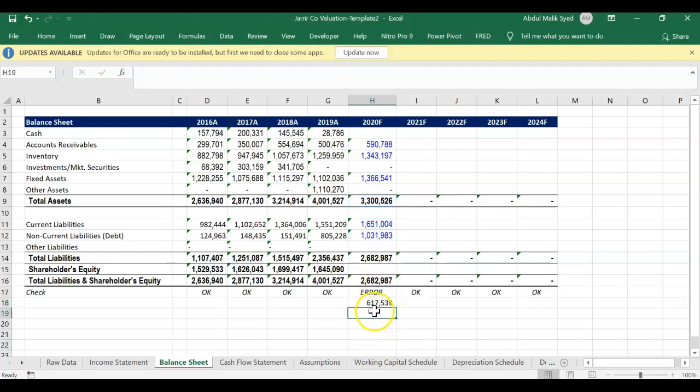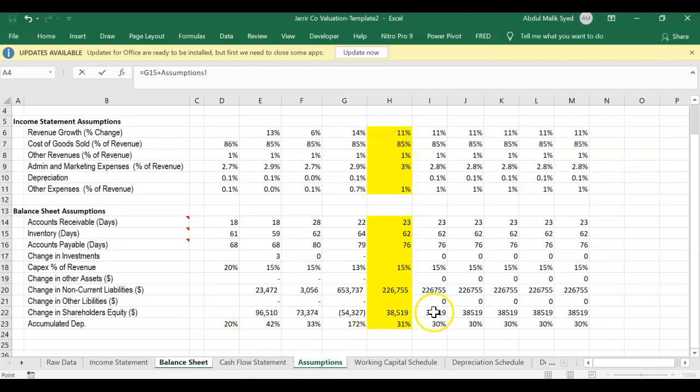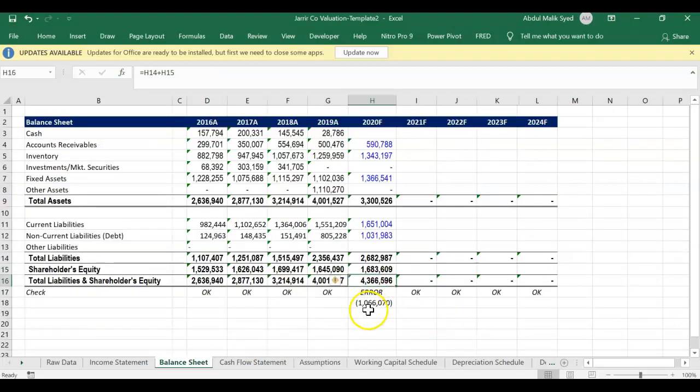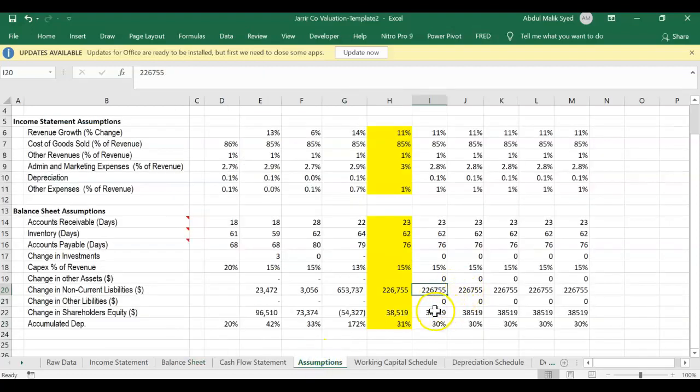So I require 617539. That means I have to go for shareholder equity. We keep it as it is, equal to this plus this plus the assumption. The assumption is that the change in shareholder equity is this much, or we assume that there is no change. I think that is better than making this. So let's assume that we are not raising any equity nor debt.